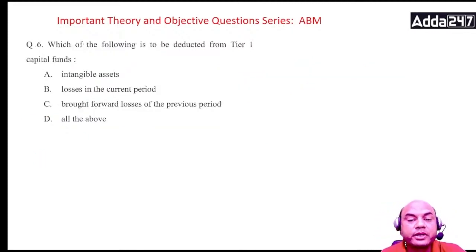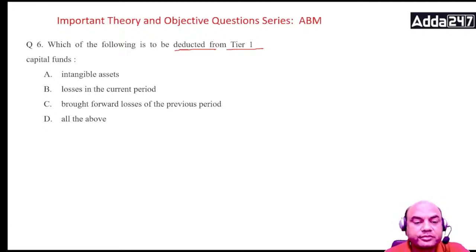Which of the following is to be deducted from tier 1 capital funds? Intangible assets, loss in the current period, brought forward losses from previous period, and all of the above. Think. Deducted from tier 1 capital. So whatever is my tier 1 capital, I subtract these elements from there. So what are those? What is the answer?